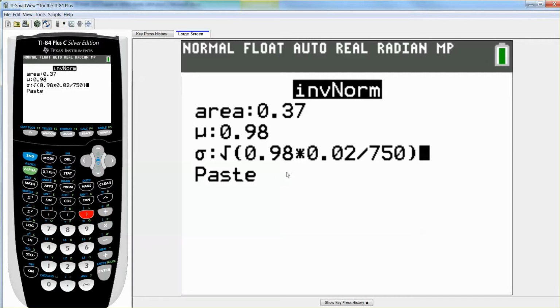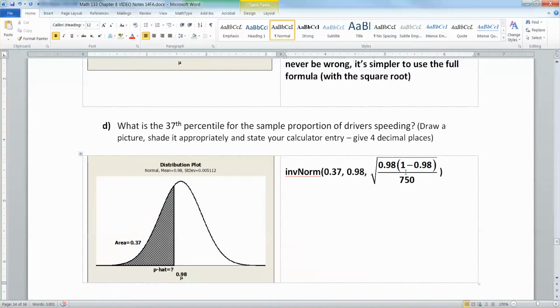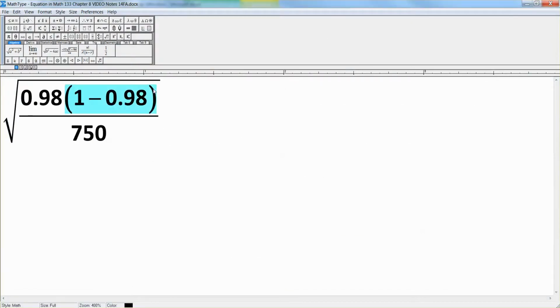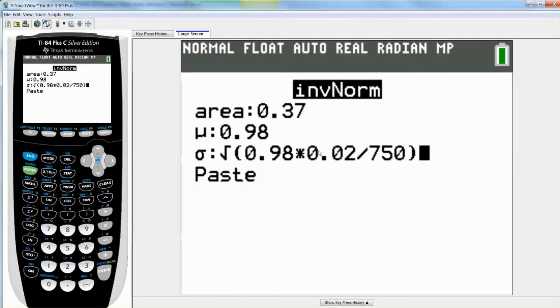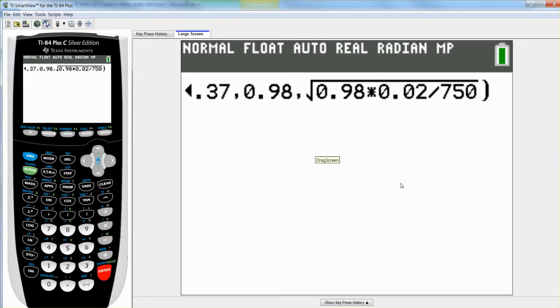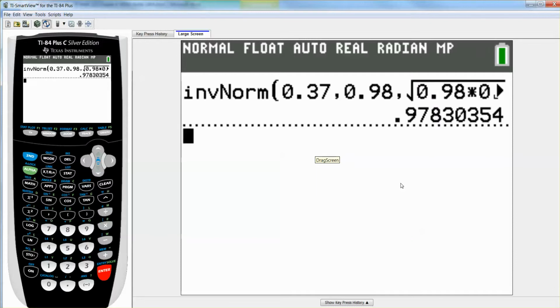Now I got a little crafty in there because I know that 1 minus 0.98, if you remember the formula, I know this part is the complement of this part. So if I know this is 0.98, then I know this is 0.02. That way they make 1. So now if you like, you could put parentheses in there and put 1 minus 0.98. That's fine as well. But I just wanted to show you could do it another way. And then press enter and then enter. And you get 0.9783.